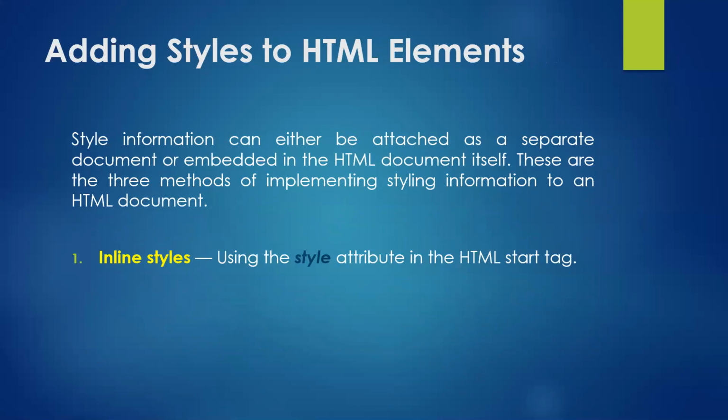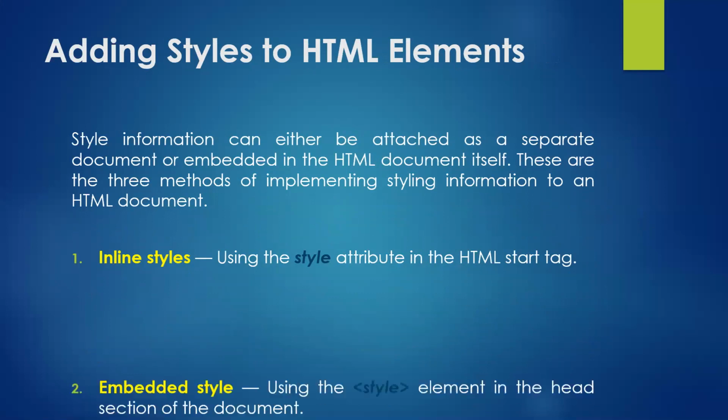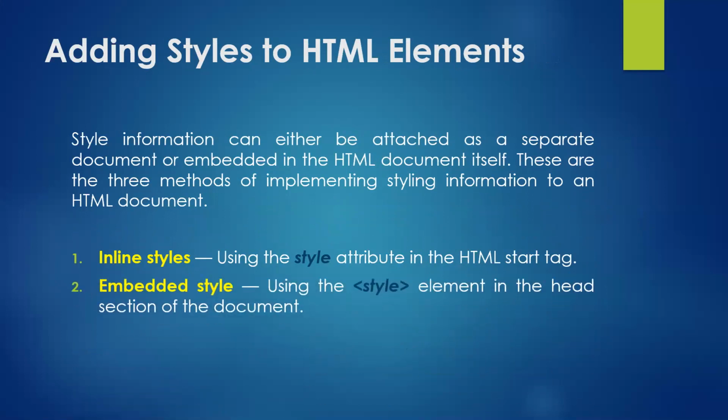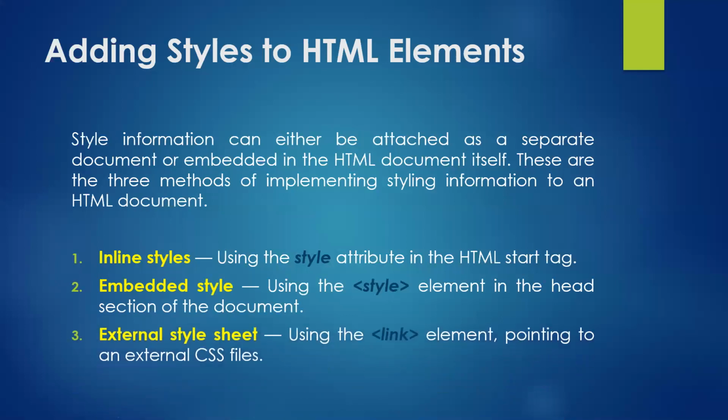Style information can either be attached as a separate document or embedded in the HTML document itself. There are three methods of implementing styling information to an HTML document. The first one is inline styles, using the style attribute in the HTML tag. The second one is embedded style, using the style element in the head section of the document. The third one is external style sheet, using the link element pointing to an external CSS file.